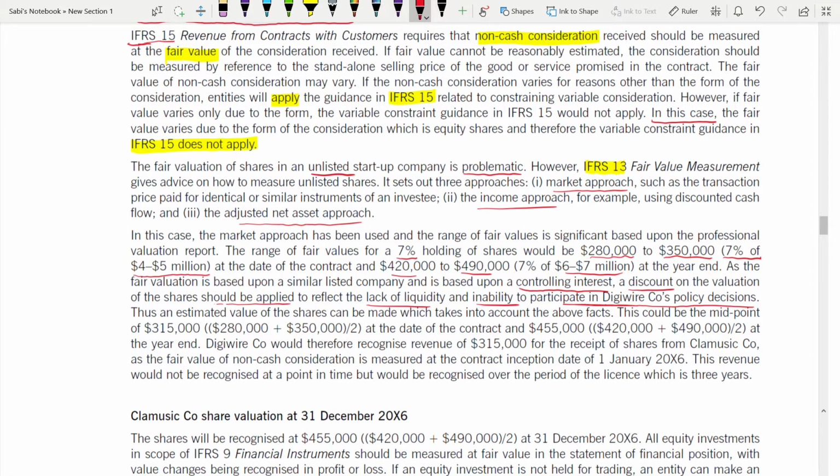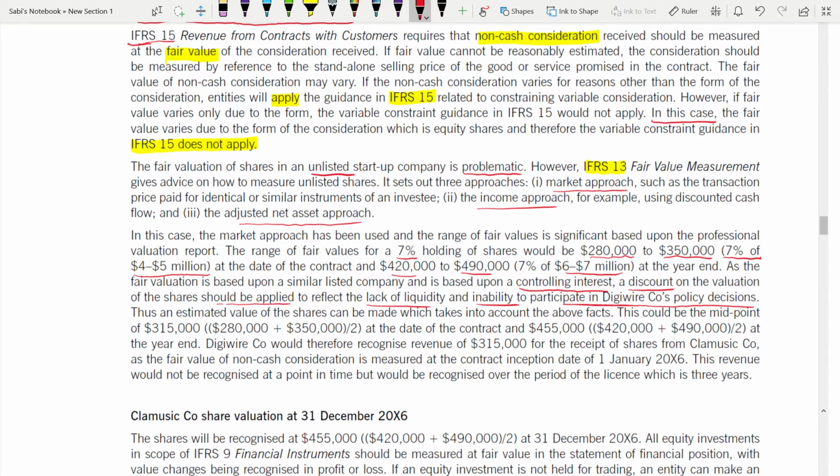So this is how you are giving the facts from the case study. Lack of liquidity, inability to participate in the policy. Thus, an estimated value of the shares can be made which takes into account the above facts. This could be the midpoint. Now you see here, here's an area where you are using professional judgment when you are in doubt what to do. You don't know how much to reduce, right? How much should I reduce? Okay, I told reduce, but how much? So in this condition, on the safe side, use average, use a midpoint.